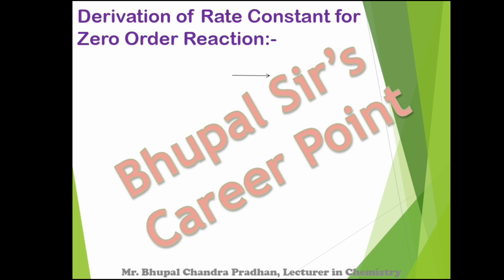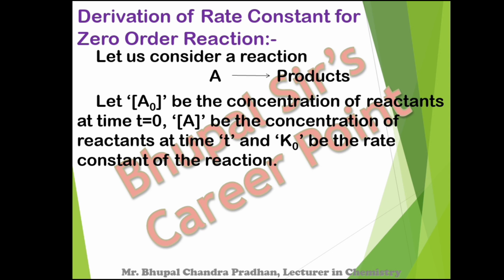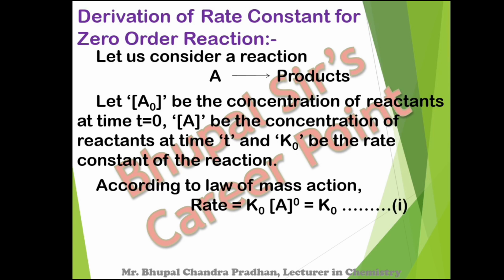Now come to the derivation of the equation for rate constant of zero order reaction. Let us consider a reaction A gives product. Let A0 be the concentration of reactant at time t equal to 0, A be the concentration of reactant at time t, and K0 be the rate constant of the reaction.